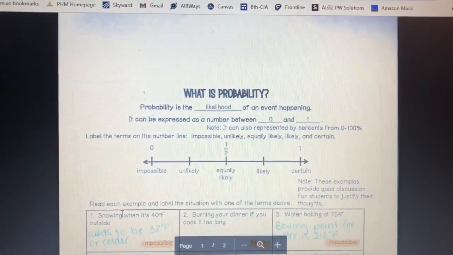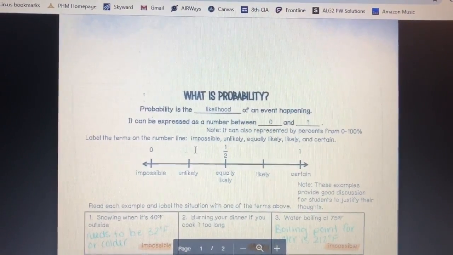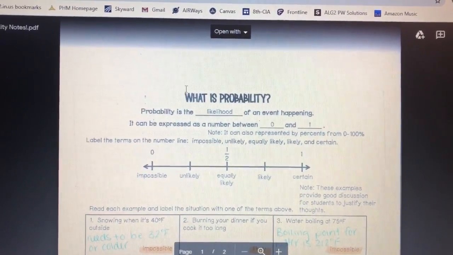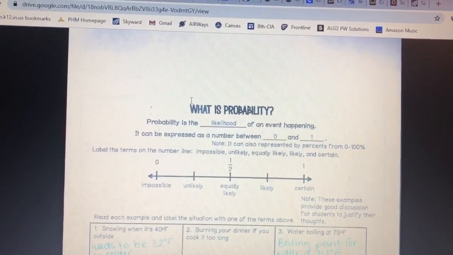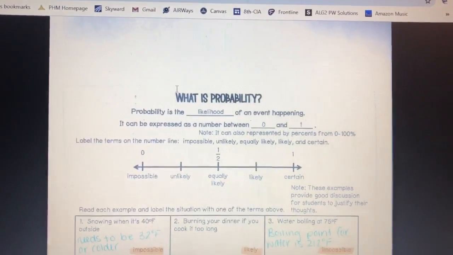What is probability? Probability is the likelihood of an event happening. It's going to be expressed as a number between 0 and 1. Like, what's the probability I flip heads? When I flip a fair coin that has heads and tails, that would be 1/2.